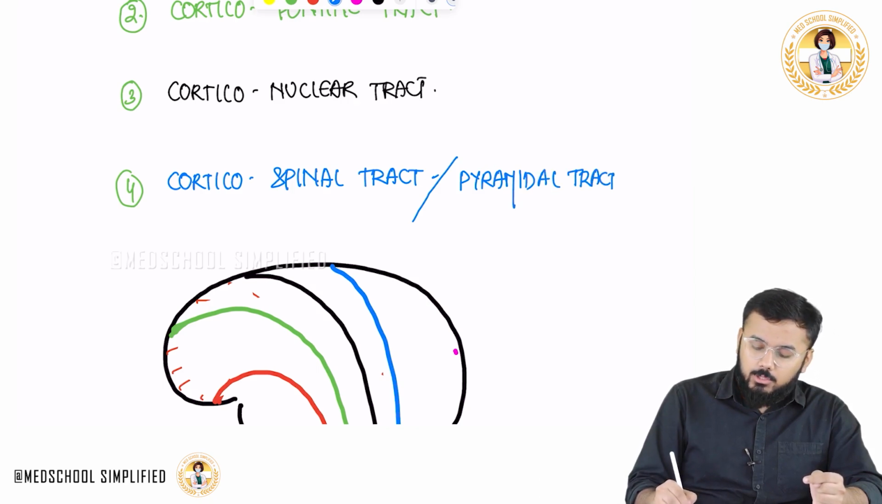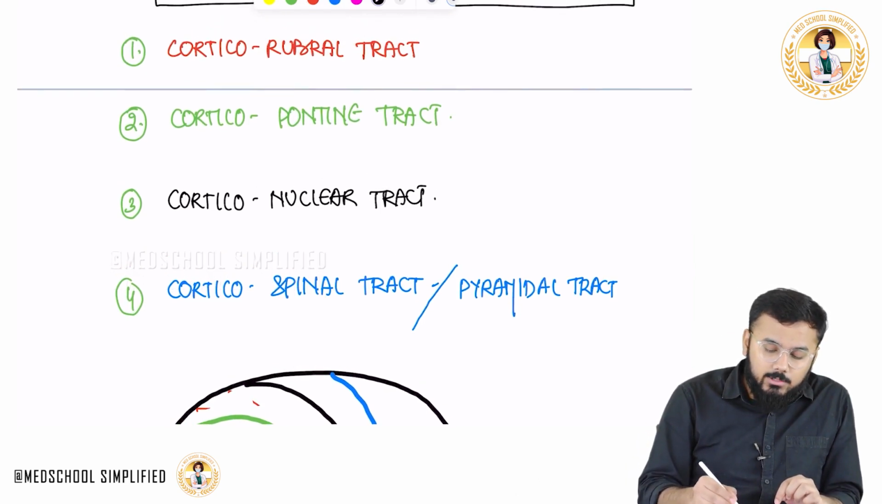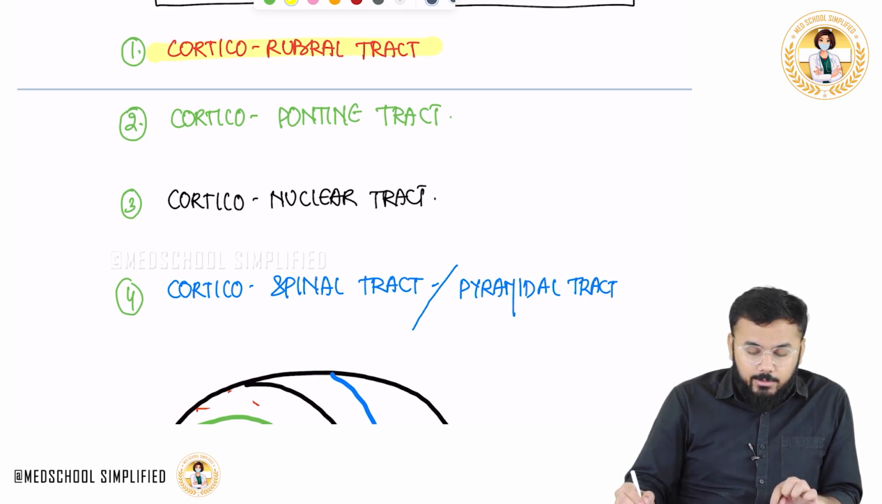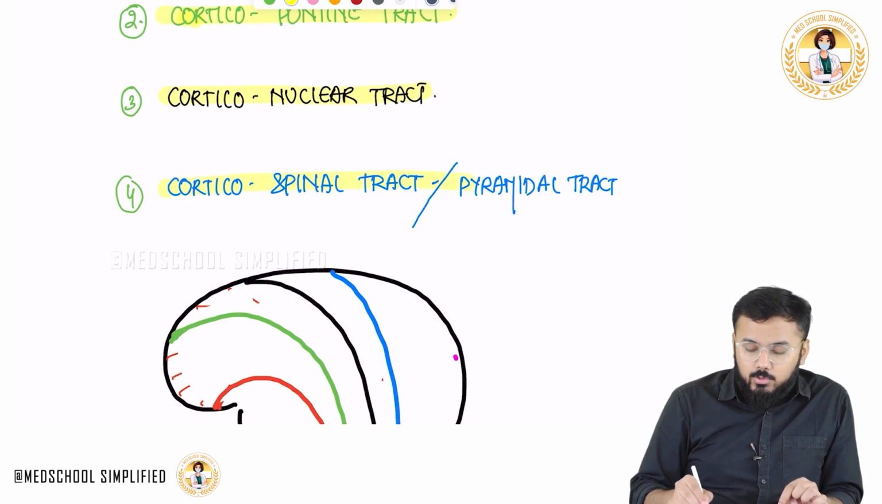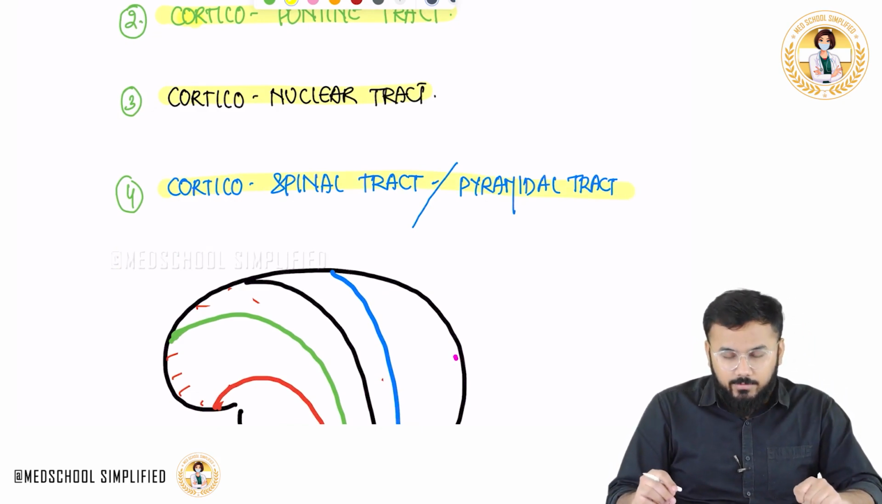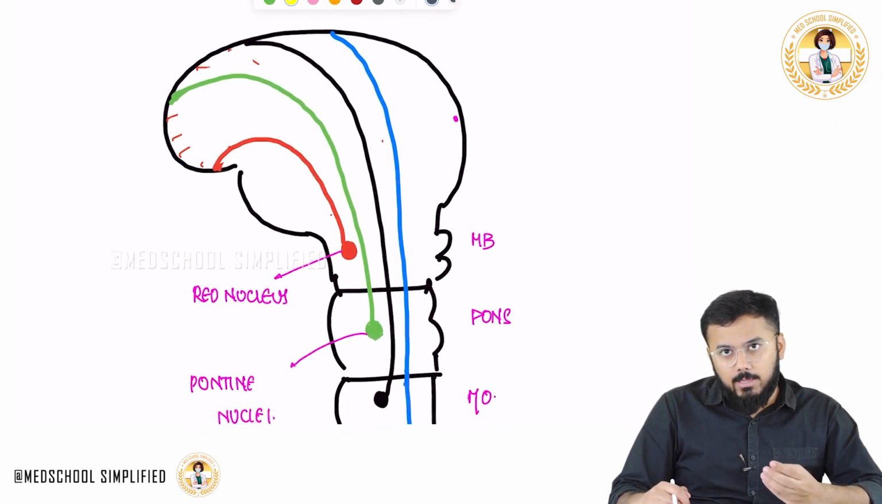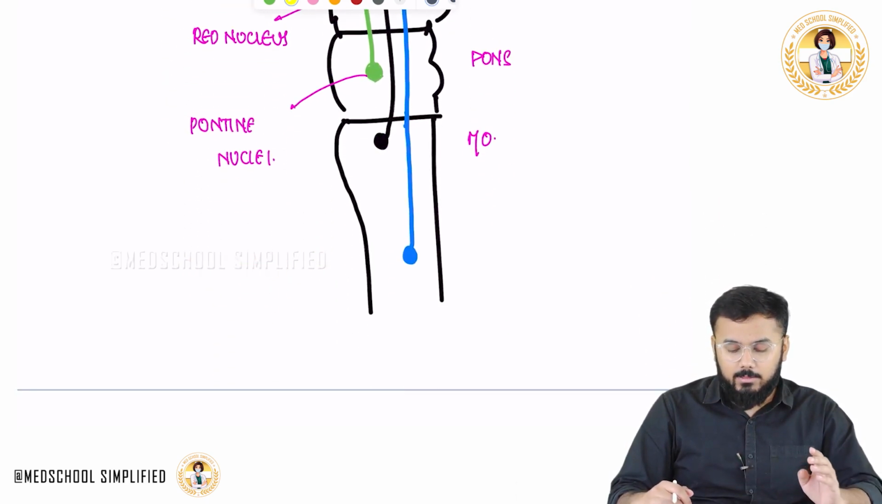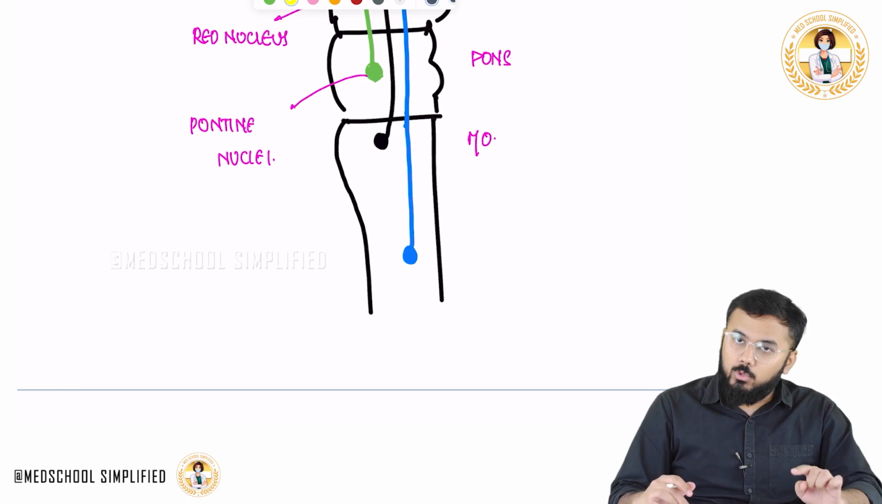Pyramidal tract. So what are the different types of tracts we have discussed? One is your cortico-rubral tract, cortex to the red nucleus, corticopontine tract, corticonuclear tract, corticospinal tract or your pyramidal tract. So these are the nerve fibers which we have discussed here. And by the way, all these nerve fibers originate at the corona radiata, they pass through the internal capsule and they come like this. You know this now, right?